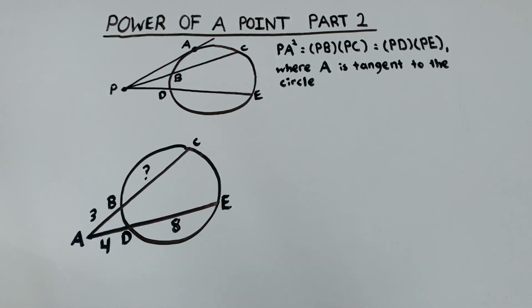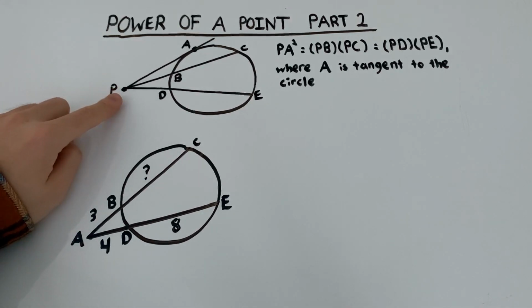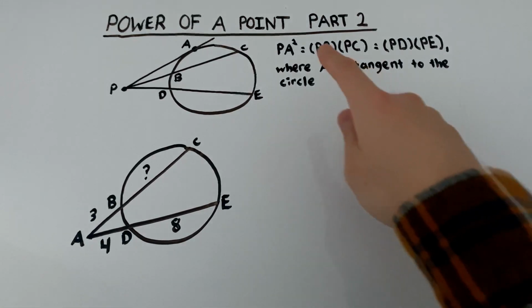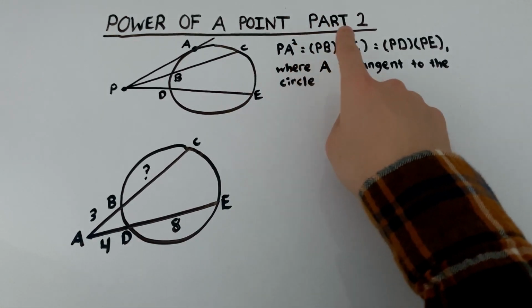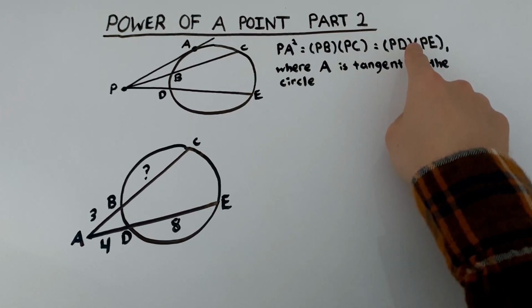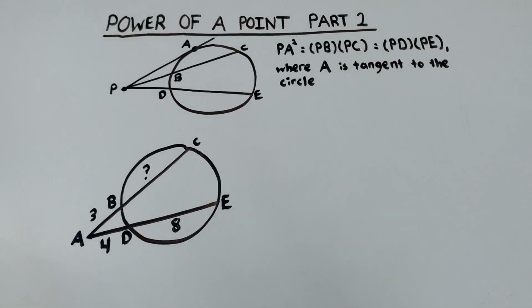Time to continue with power of a point, part 2, which you're going to find is a little bit different from part 1, because this time it involves a point P outside of the circle. So power of a point, part 2, just says that PA squared is equal to PB times PC, which is also equal to PD times PE, where point A is tangent to the circle.